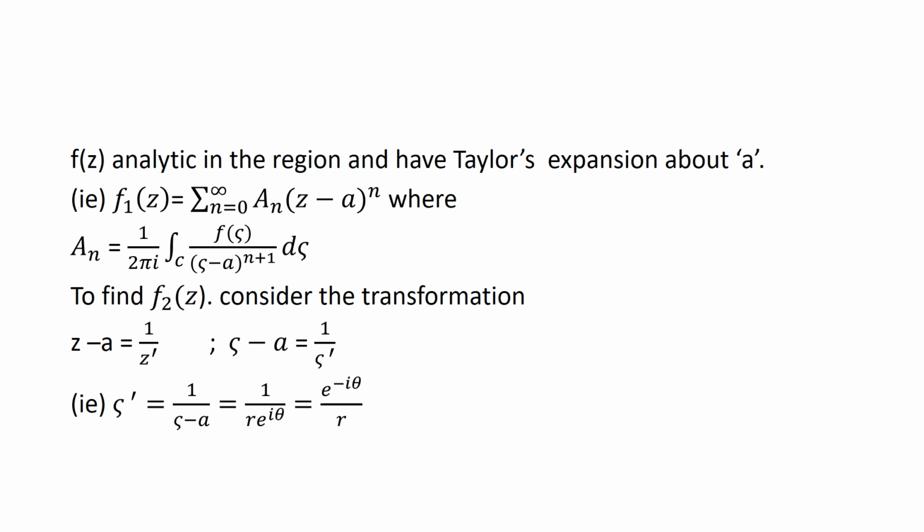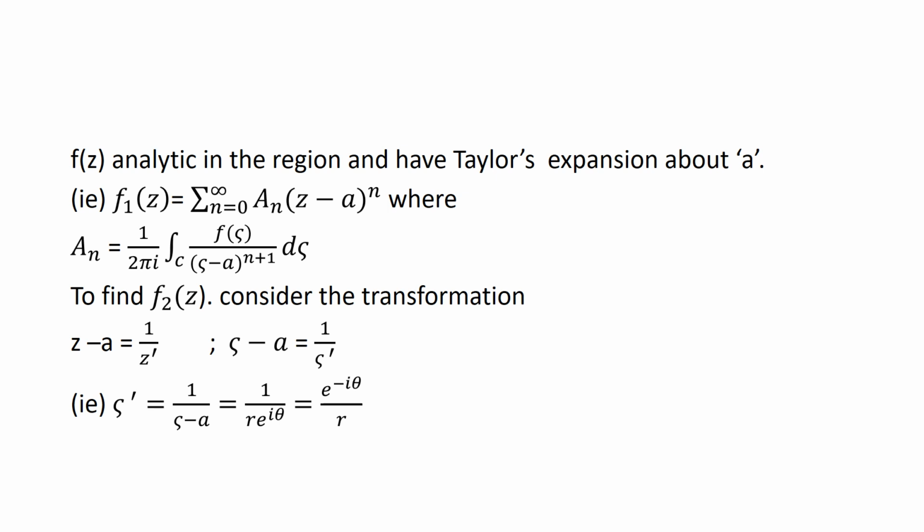Now f of z is analytic in the region, and so it has Taylor's expansion about a. That is, we can write f1 of z as summation n varies from 0 to infinity a_n into (z minus a) power n, where a_n is 1 by 2 pi i integral over C f of zeta by (zeta minus a) power n plus 1 d zeta. That is, as in Taylor's series, we can express f1 of z. That is, we have derived the positive powers of z minus a.